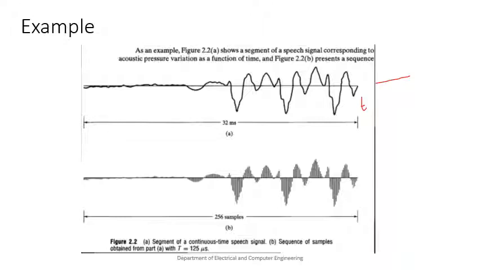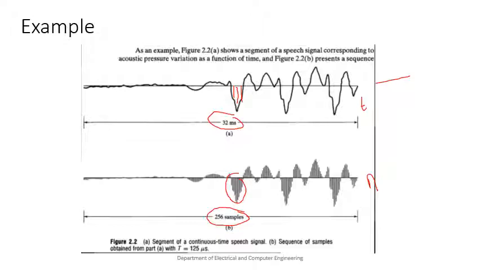So what we have done here in B is a sequence, this is n, because we have picked up the samples. You can see here, if you zoom in, these are samples. So we have done periodic sampling. After periodic sampling, how many samples are there? 256. So 256 samples are there, and this is of 32 milliseconds.